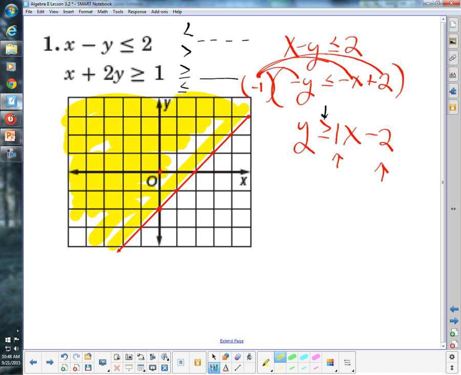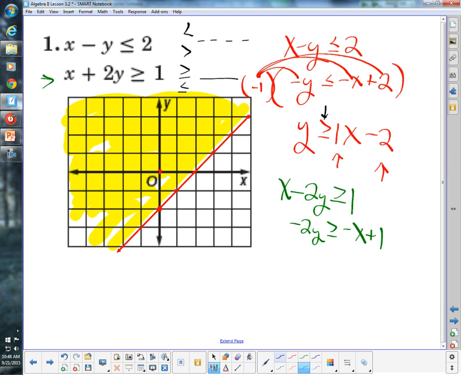Alright, next let's take a look at our second equation here. In our second equation, I can see that I've got x minus 2y is greater than or equal to 1. Let's once again move my x to the back part. Subtract x from the front, that's negative 2y is greater than or equal to negative x, and then 1 is positive, so that's plus 1.